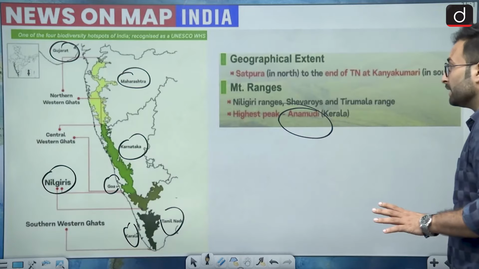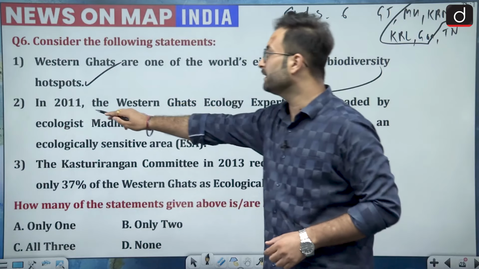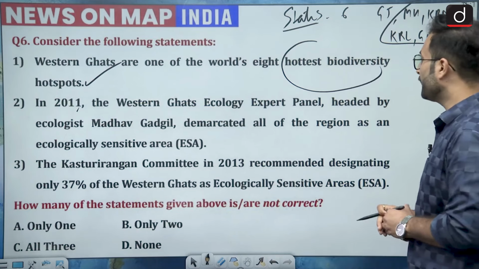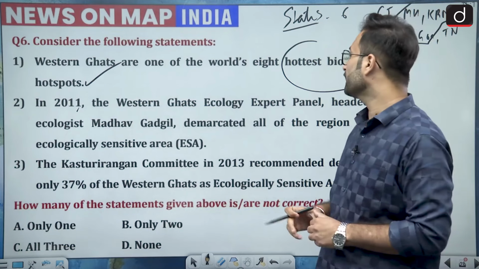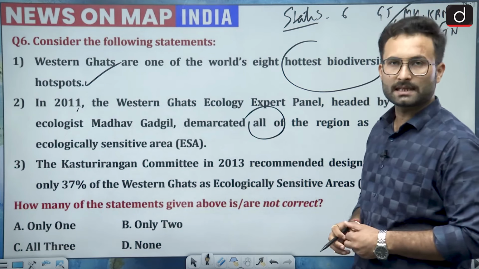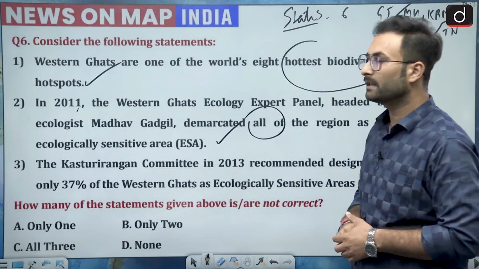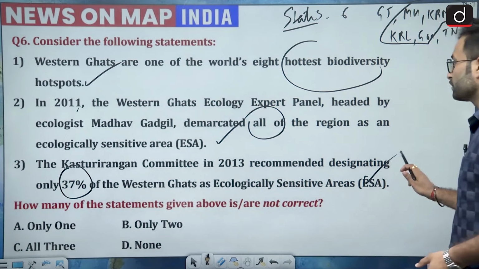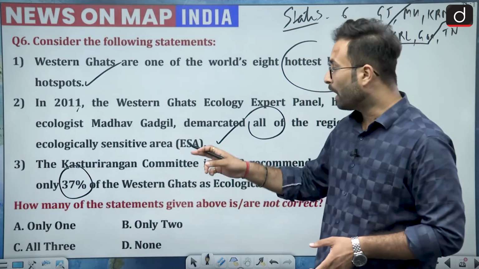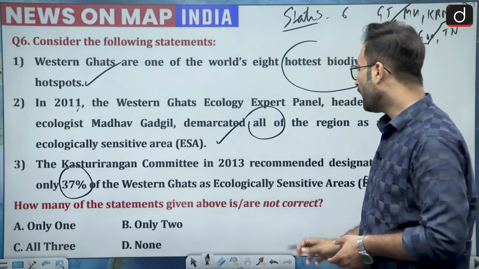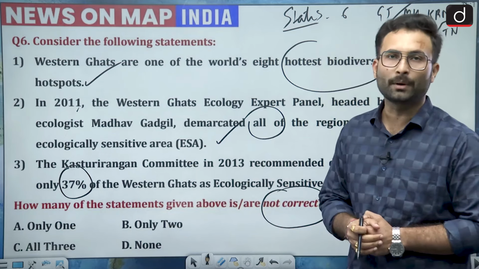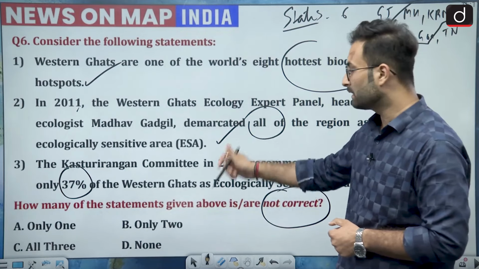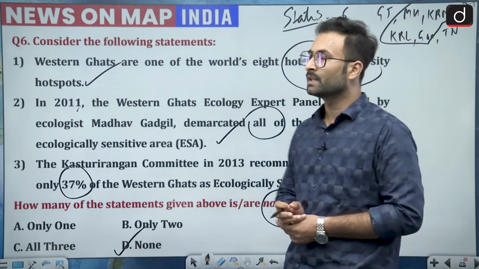Now moving to the question again, here you will be seeing in 2011 we have the Western Ghats Ecology Expert Panel, headed by the ecologist Madhav Gadgil, which demarcated all of the region as the ecologically sensitive area. So this is correct. Kasturirangan actually went for the 37%. So that is also correct. So you can say that all the statements are correct. Now how many of the statements given below are not correct? In the question they have asked you about the not correct ones. So basically you can see that all of them are correct, so we can say that none of them is incorrect. Okay, so that is about it.